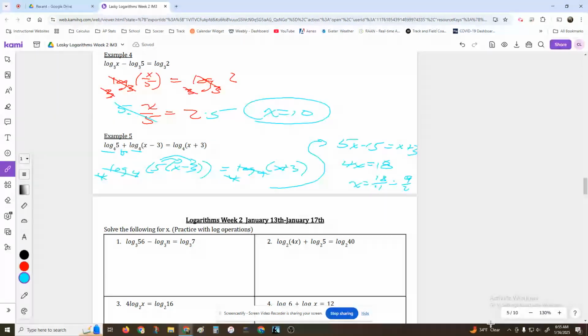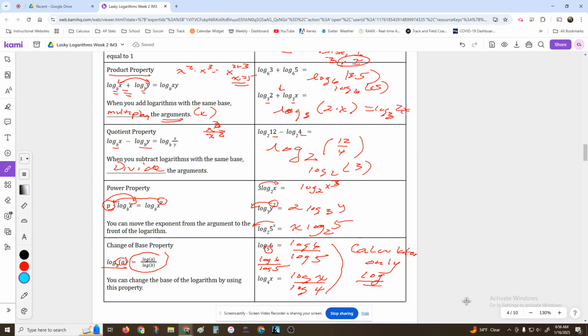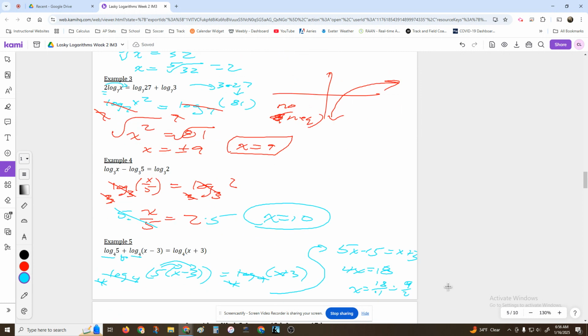All right, guys, so let's go back to the top here. Here are your main pieces. When you add, you're multiplying. When you subtract, you're dividing. When there's a power out front, we move it to the top to create a log by itself. So as we went through all of these, we practiced all of our different properties.